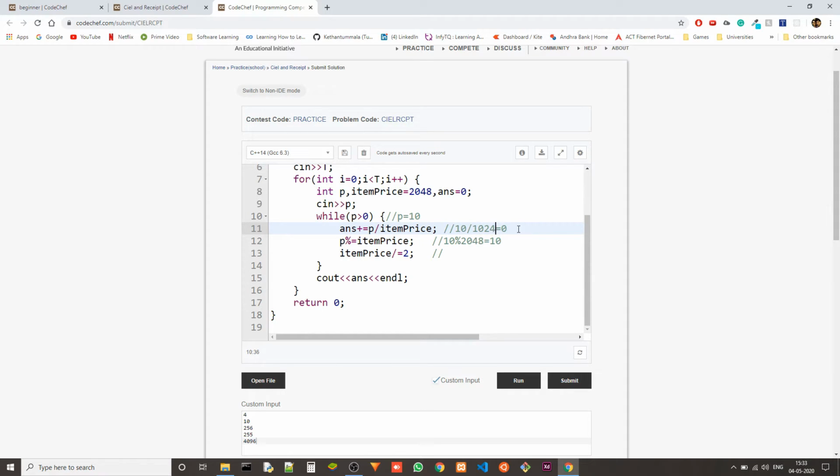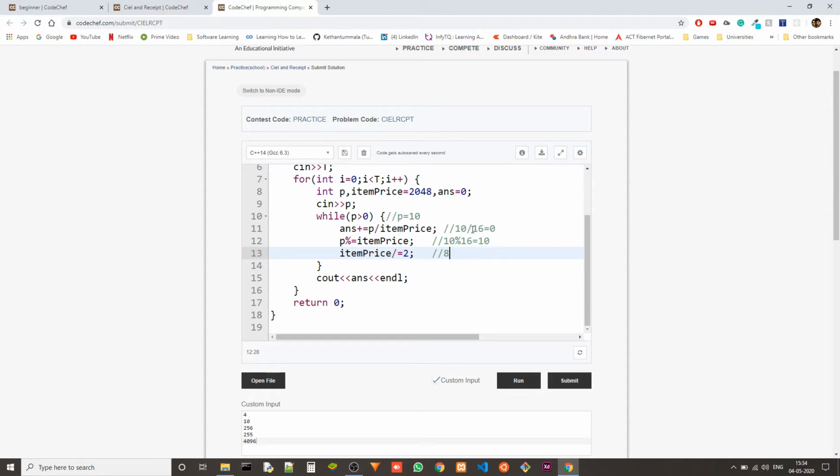Now 10 divided by 1024 will still be 0, and then 10 percentile 1024 is still 10. Okay, now the item price will be divided and it will become 512. Now we do the same with 512 and it will still be 0, and this will also be percentile with 512 and it will still be 10. Now we go to 256, right? So we go on through this loop, and once we are at 16, it will still be the same. 10 divided by 16 is still 0, 10 percentile 16 is still 10, but now it becomes 8, right?